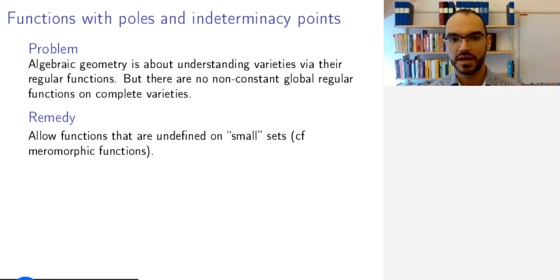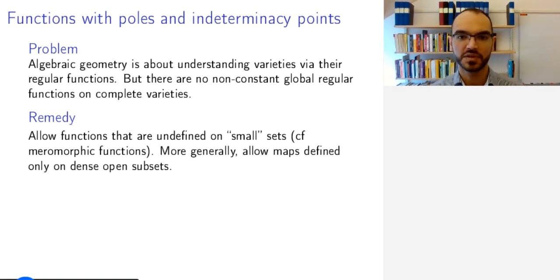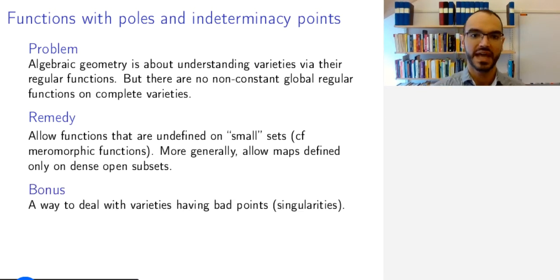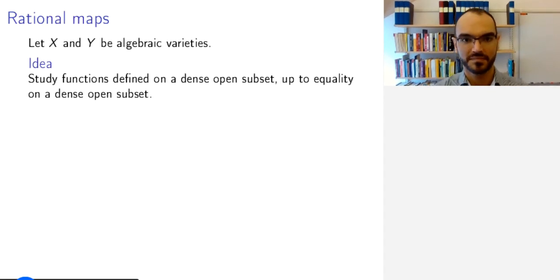Namely, we want to allow functions that are undefined on small problematic sets of our varieties. If you are familiar with complex analysis, think of meromorphic functions, functions with poles or functions with points of indeterminacies. If you're not, that is fine. More generally, we want to allow maps between algebraic varieties that are defined only on dense open subsets, not necessarily the whole set. As a bonus, we will see in forthcoming lectures that this gives us a way to deal with bad points and singularities. So let's get started.